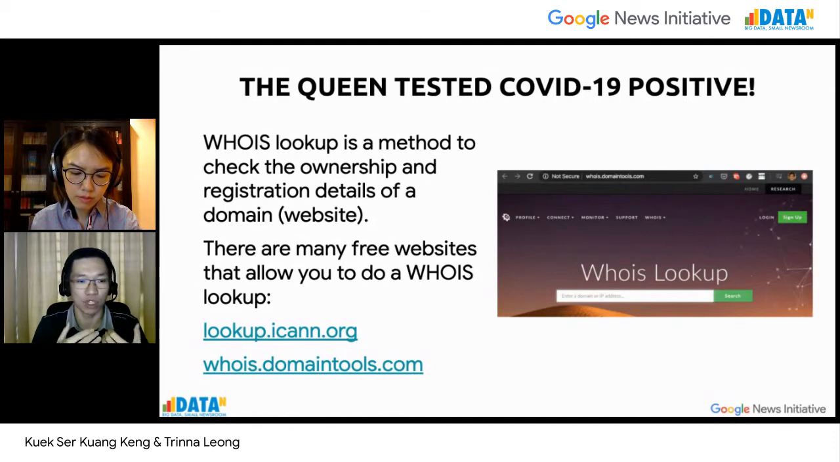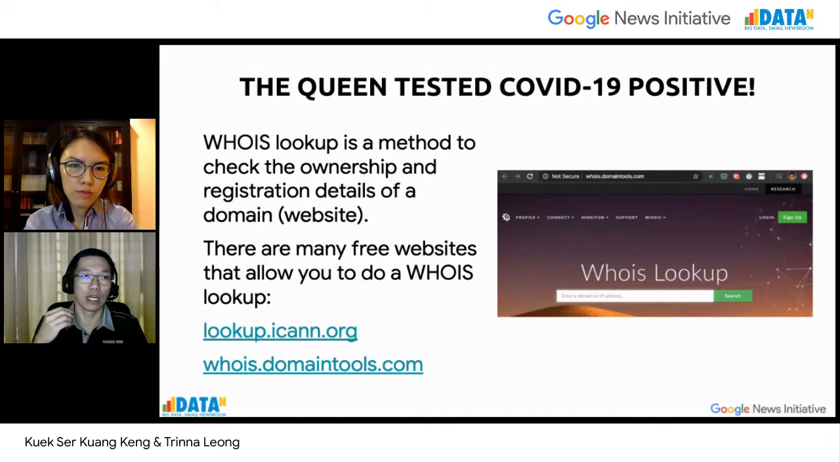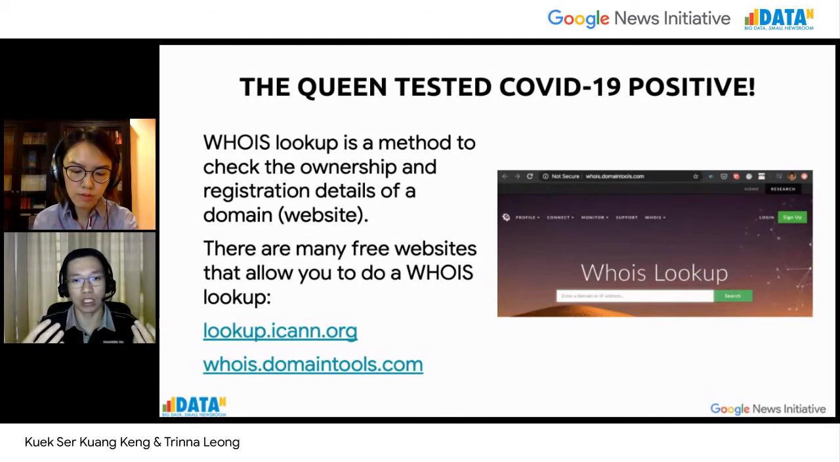One is lookup.icann.org. The second one is whois.domaintools.com. If the domain ends with your country code, for example, for Malaysia it is .my, then usually there is an authority or a body in your country that has all the registration information about that domain as well. So if you are looking for a local website that has a country code at the end of the domain, try to find out what is the organization that regulates this kind of domain registration in your country. And from there, you'll be able to find more information about that domain.